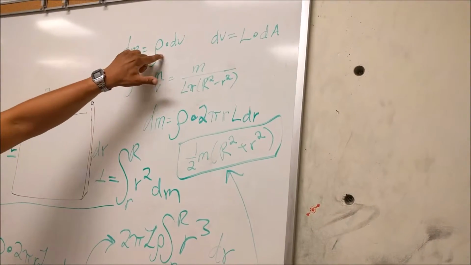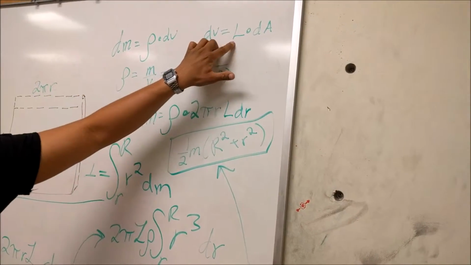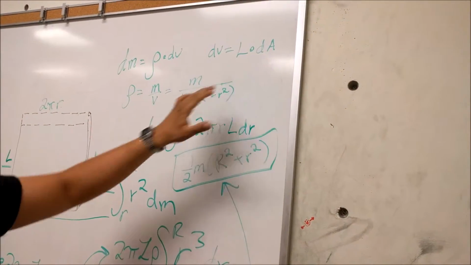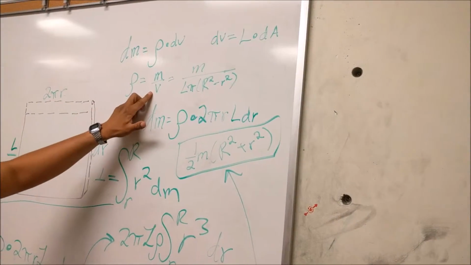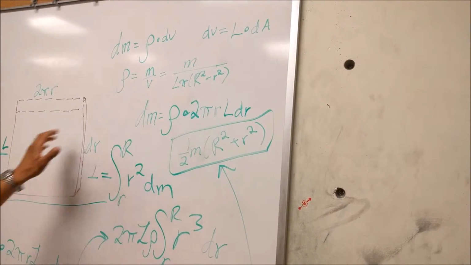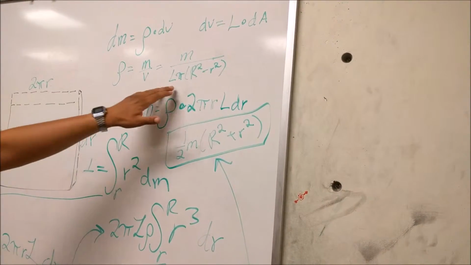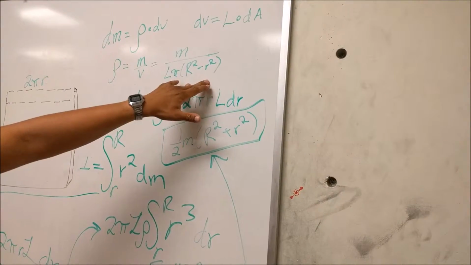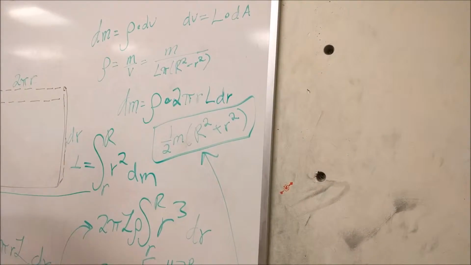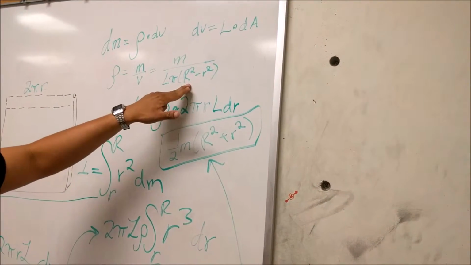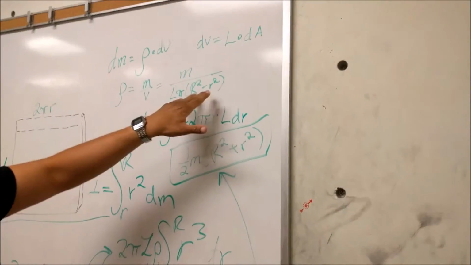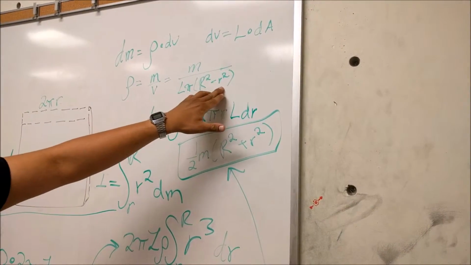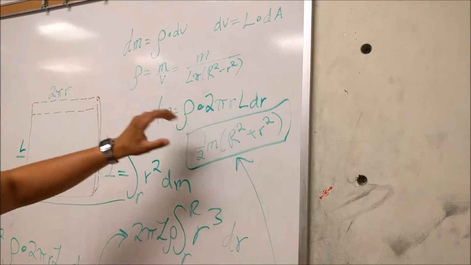dm equals rho times dv, dv being the length times area, rho being mass over volume, volume being the length times pi r, but the radius of the cylinder being the difference of the bigger radius and the smaller radius, you get big R squared minus little r squared.